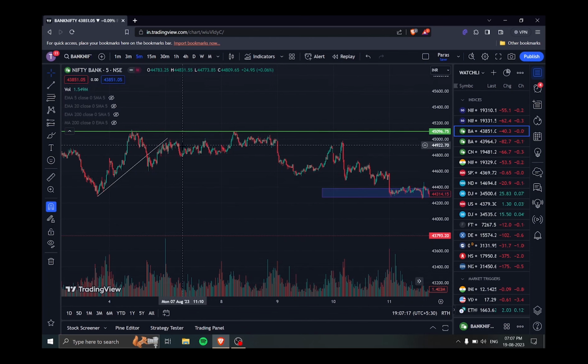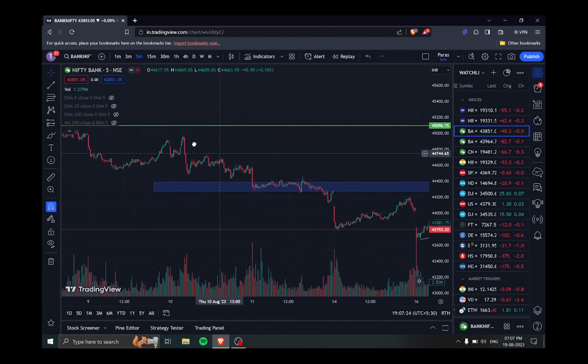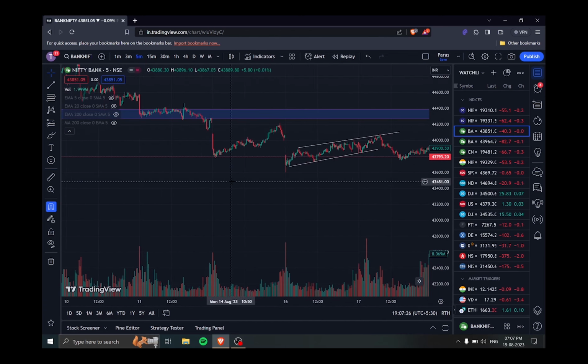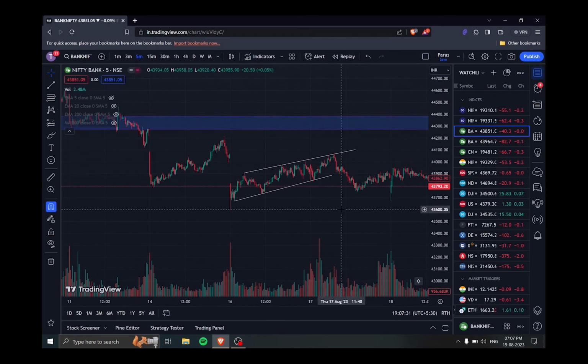So again, in markets which are very sideways throughout the day, it's a bit hard to find trades. But I think most of the days you do get trades here and there. You do at least get one trade over here and there.